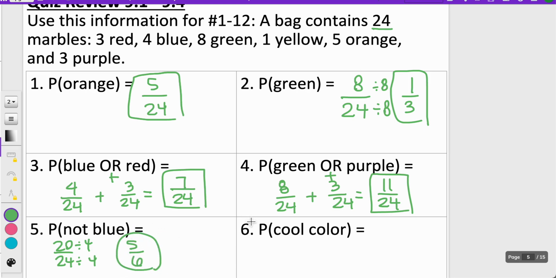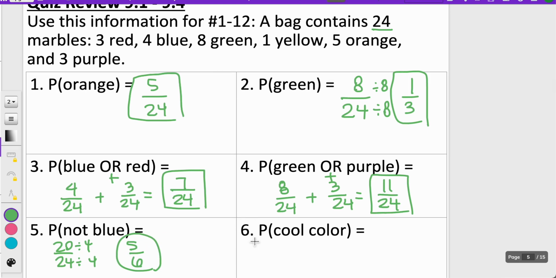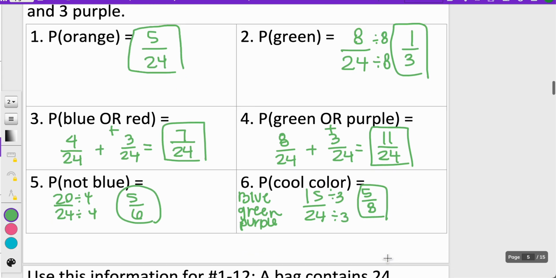The next one is cool colors. So cool colors are not warm, which means blue, green's a cool color, and purple. For you artsy people, you already probably knew that. So blue, green, and purple is what I'm adding. So I have 4 blue plus 8 green, that's 12, plus another 3 purple, that's 15 out of 24. And 15 and 24 can be simplified by 3. So we get 5/8. Okay.